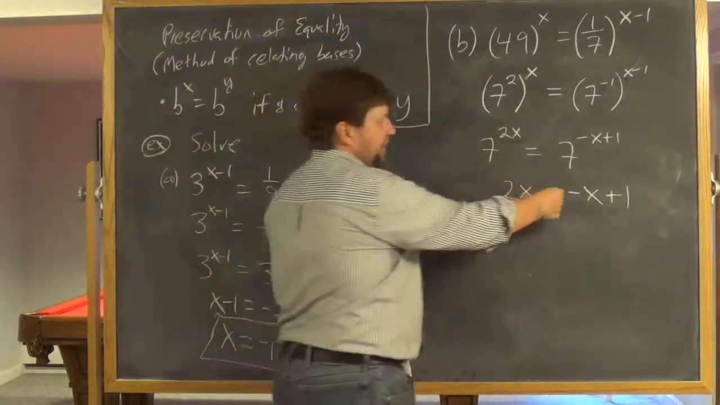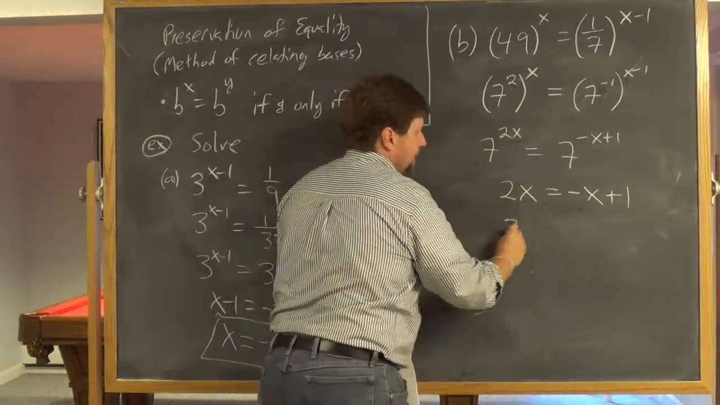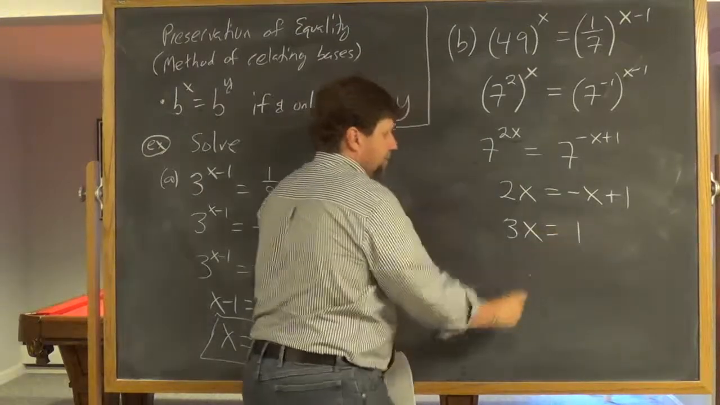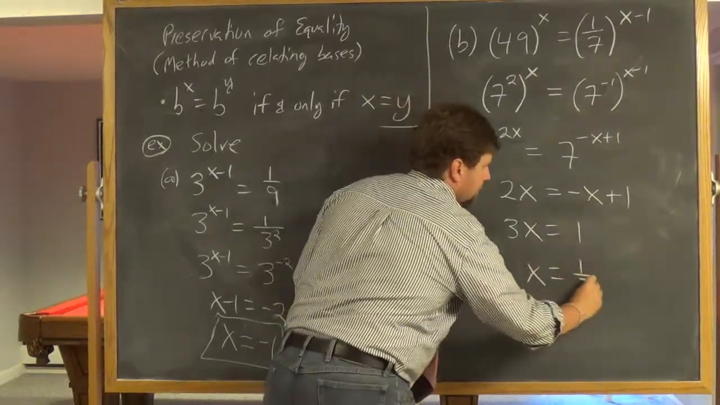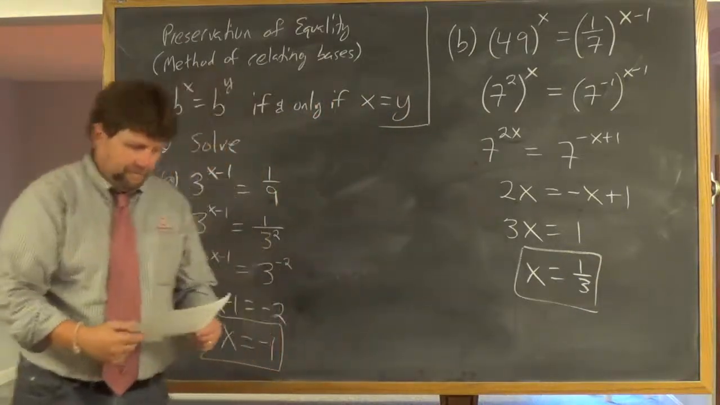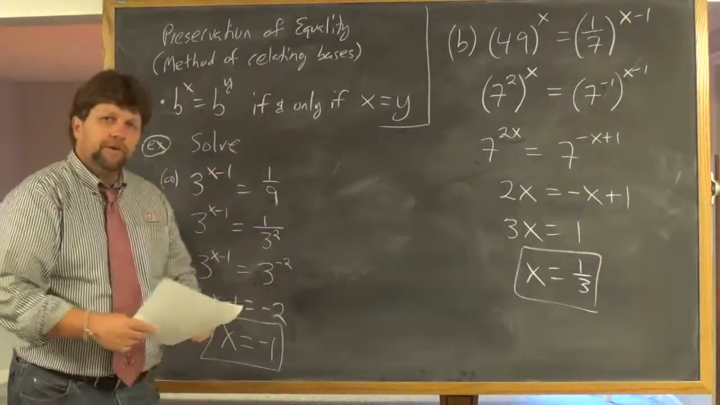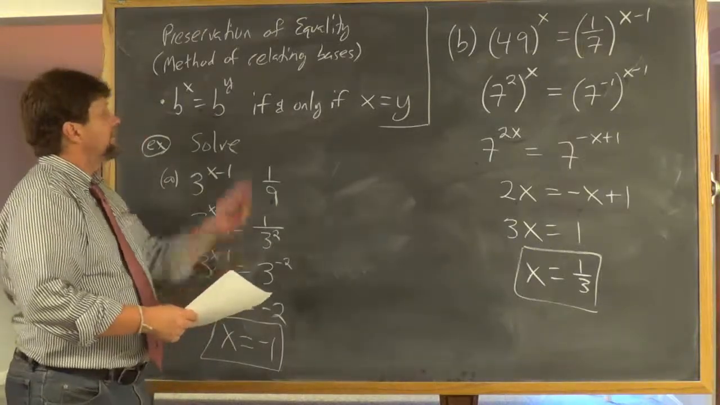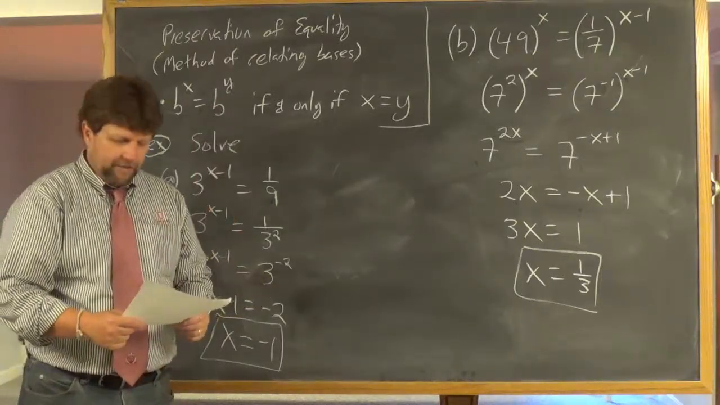And so to solve this friendly little equation, you just add x to both sides, and then divide both sides by 3, and that's the solution to the equation. So there's two quick examples on how to use this method to solve some equations.